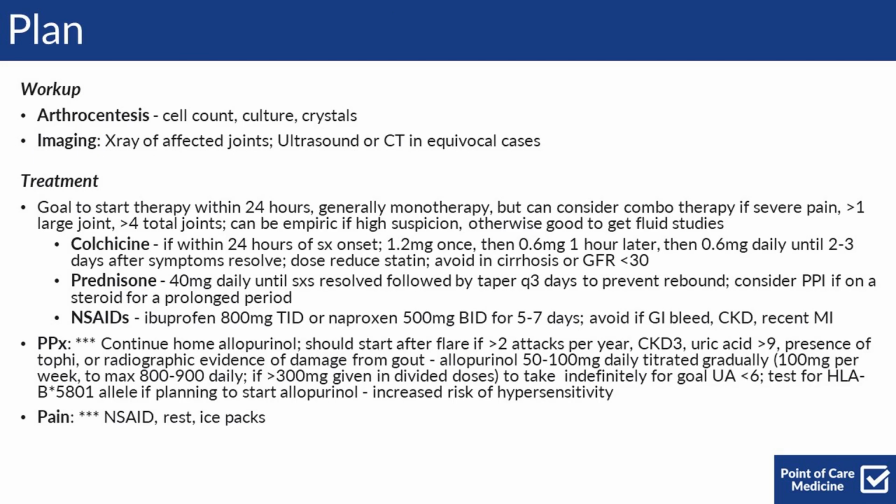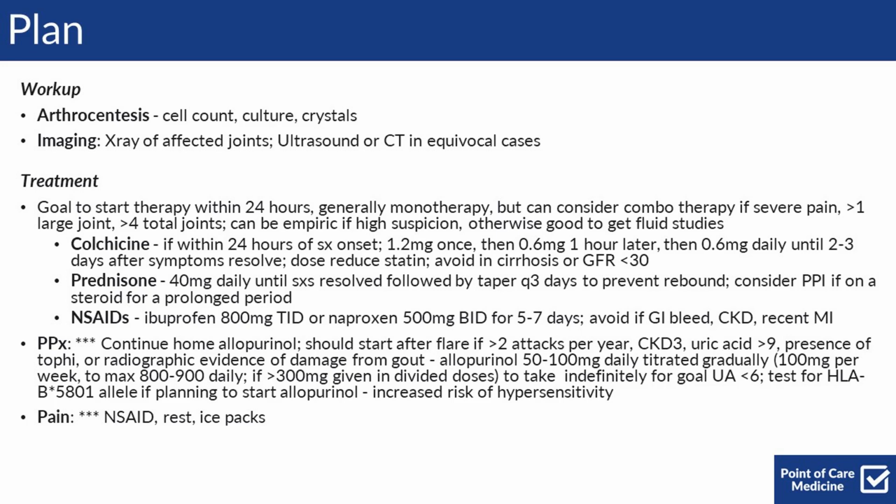For your plan, for the workup, if you are going to do arthrocentesis, make sure you send cell counts, cultures, and crystal analysis. For imaging, you can get x-rays of the affected joints, but you can also get ultrasound or CT in equivocal cases. The goal of treatment is to start therapy within 24 hours of symptom onset. You usually go for monotherapy, but you can consider combo therapy if the patient has severe pain, if it's more than one large joint, or more than 4 total joints. You can also treat empirically if you have a high suspicion for gout. Otherwise, it's a good idea to get fluid studies.